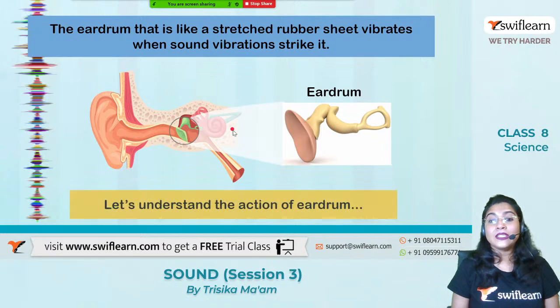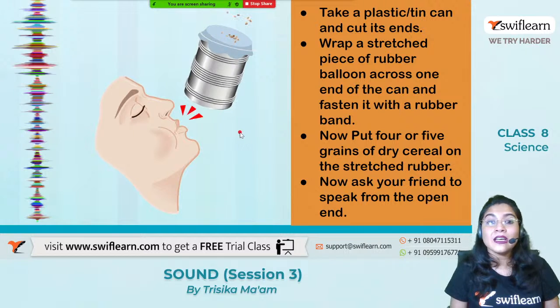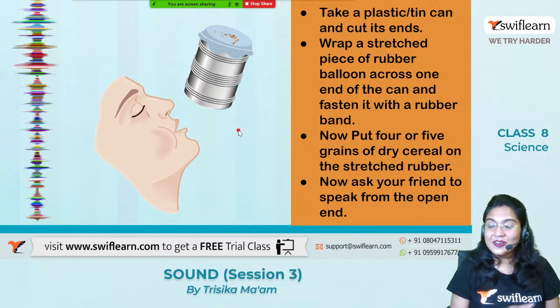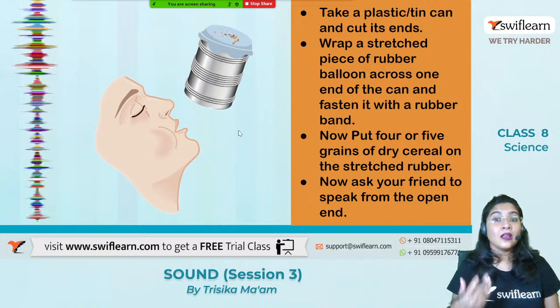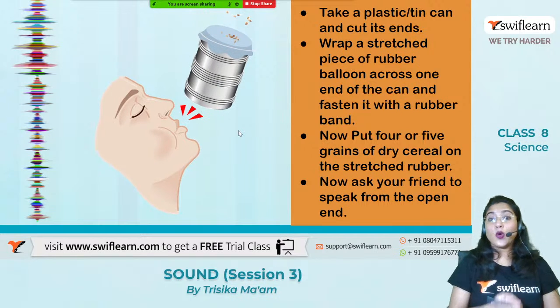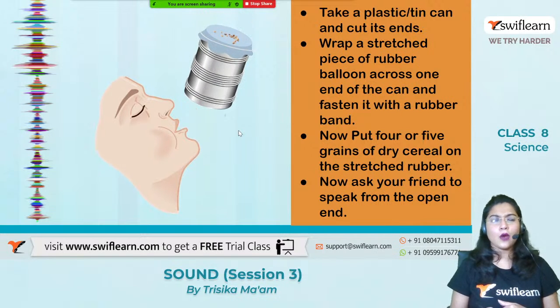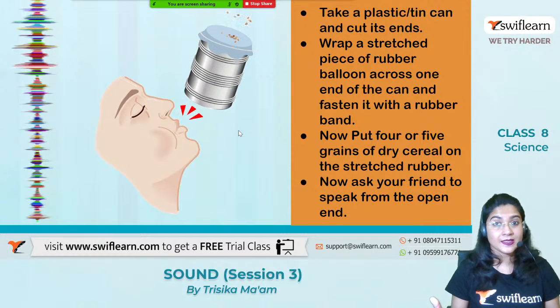Now inside the ear, what is present in the internal portion? Yes, in the internal portion, there is the auditory nerve. Very good. The auditory nerve will send the message or the sound wave towards the brain. Right? Now let us focus on a demonstration of how the eardrum vibrates due to the production of the sound.